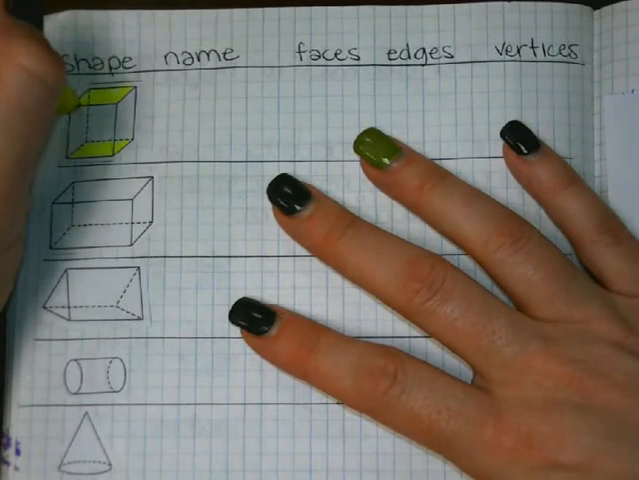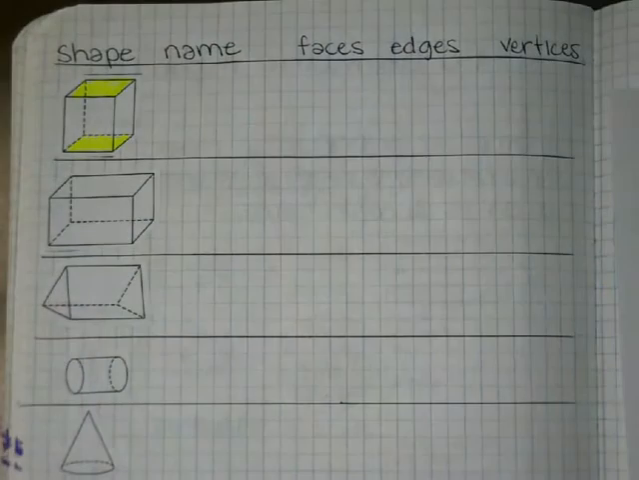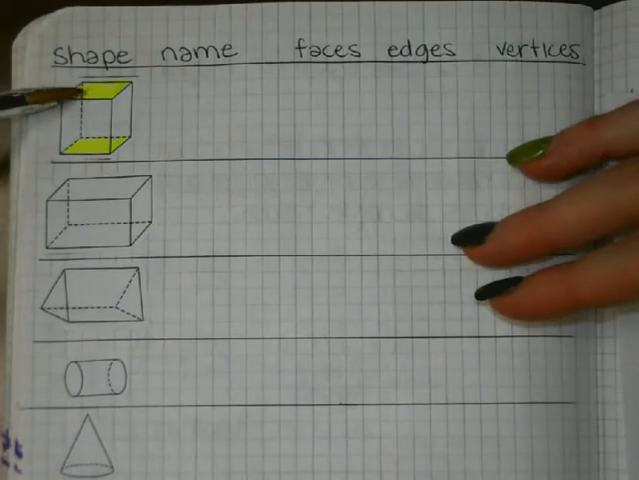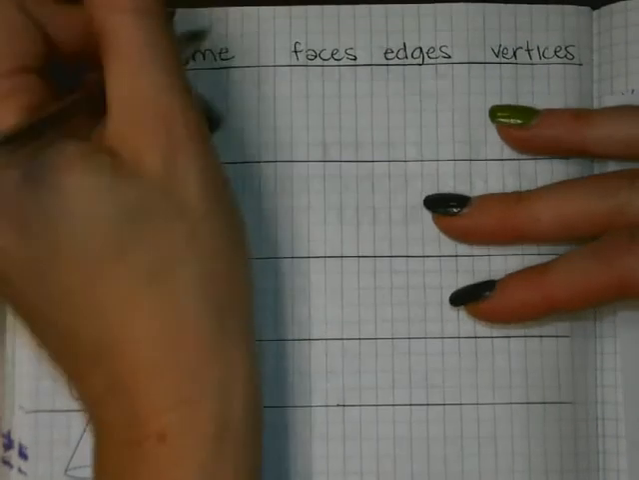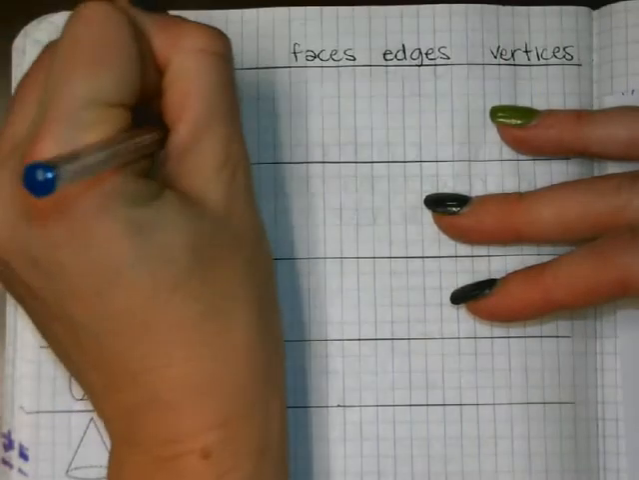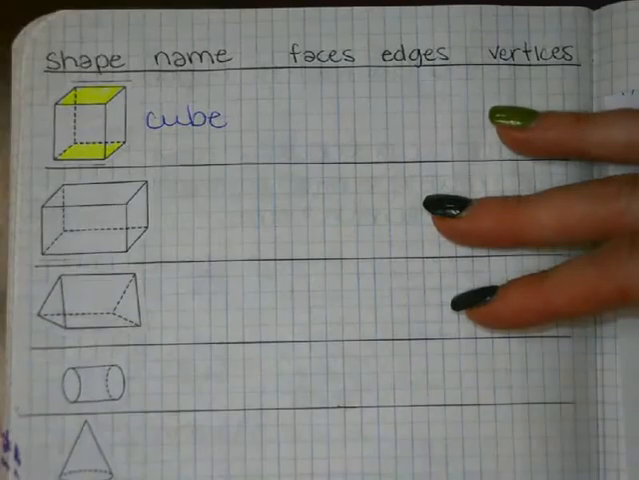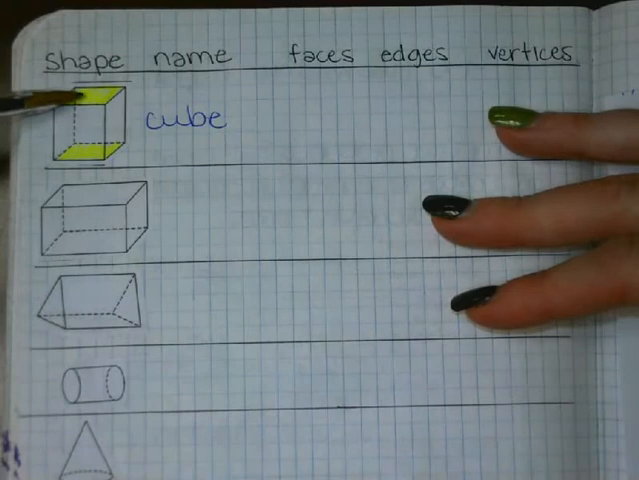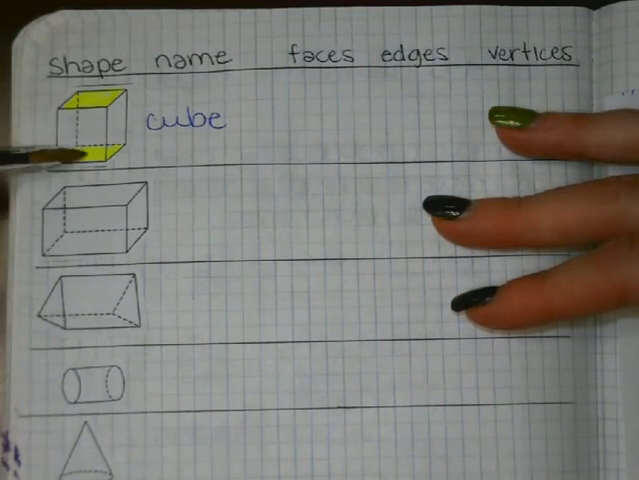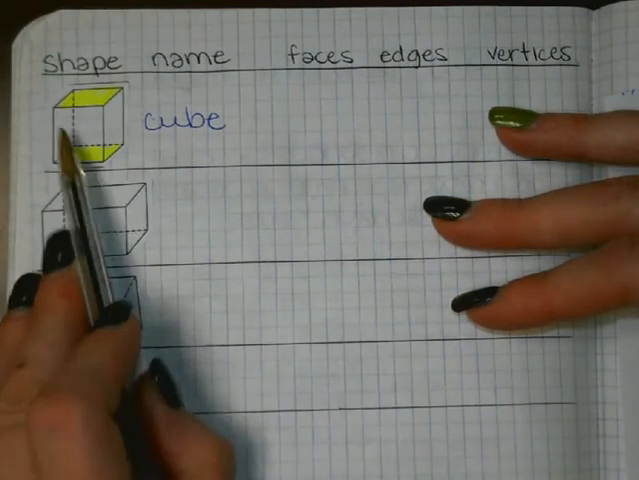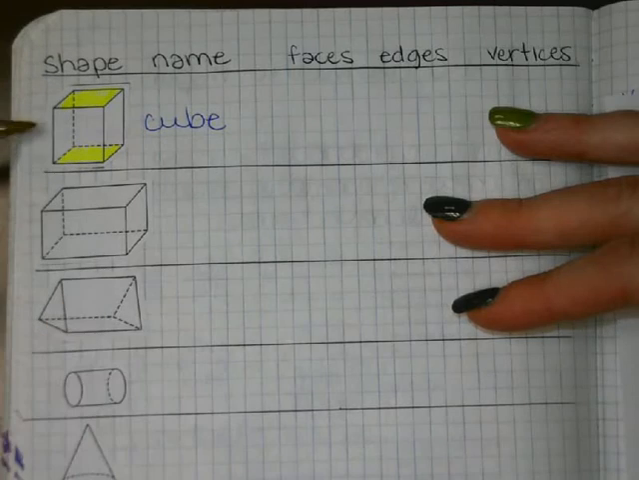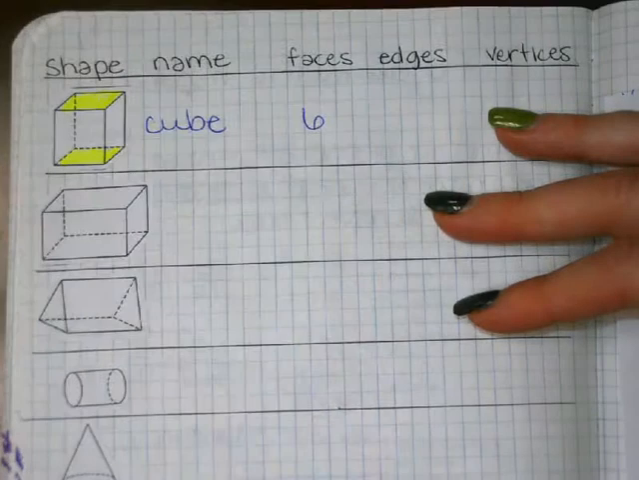So it is a prism. It has two bases, and those bases are parallel and congruent. And this, if you haven't already guessed, is a cube. Now my faces, I can count them. I have two bases, 1, 2. And then I have the front side, 3, the back, 4, the left, 5, and the right, 6. So we have 6 faces.